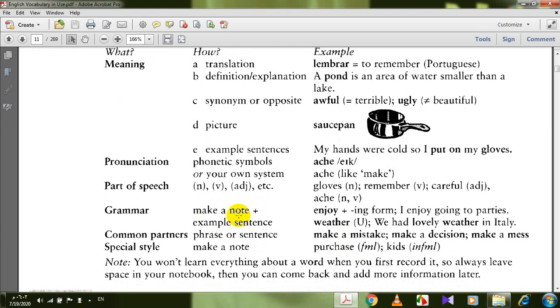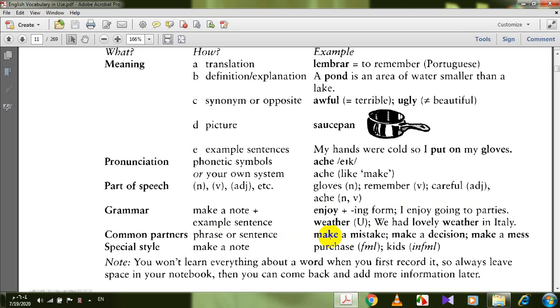Grammar. Make a note. This is very important, by the way. Make a note: enjoy plus ing form. So it means that the verb enjoy takes ing. If a verb comes after enjoy, it is in the ing form. I enjoy going to parties. I enjoy swimming in the pool. I enjoy riding horses and this stuff.